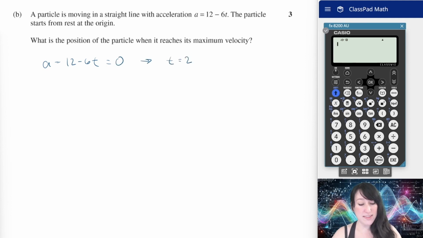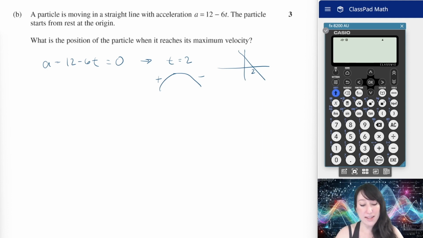Now, to verify that this is a maximum, we can consider the sign of a. It's a line with an intercept of t equals 2, and it's got a negative gradient. Before 2, it's positive, increasing. After 2, it's negative, decreasing, which verifies that it is a maximum. Now we need the position of the particle when t is 2.